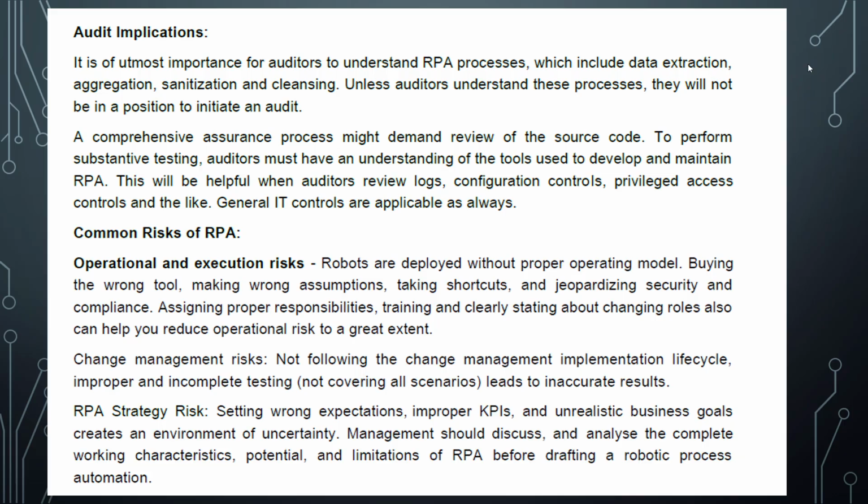So buying the wrong model, for example in Japan it once happened where a robot was installed to serve the people, but it did not serve properly, and it threw away the dishes and all those things. So these are the various risks RPA might bring to the table. And also in case of RPA strategic risk, the key term you should reproduce is having improper KPIs or unrealistic business goals might create an environment of uncertainty.